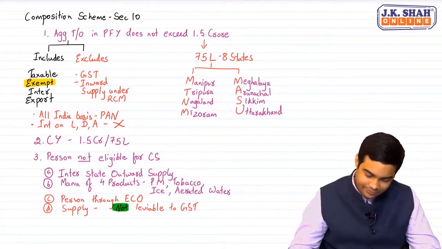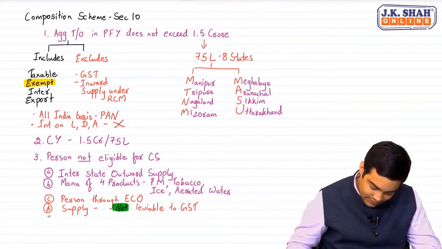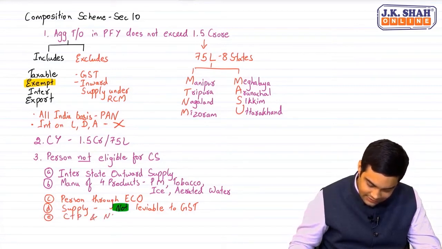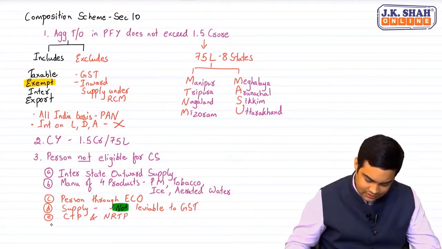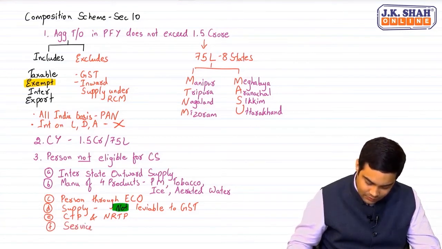Okay. The next one is casual taxable person and non-resident taxable person, which would come in registration video. And the last one is a person who is engaged in supply of service other than restaurant. Careful. Supply of service other than restaurant.